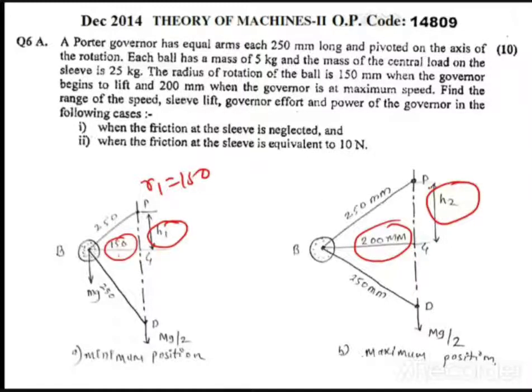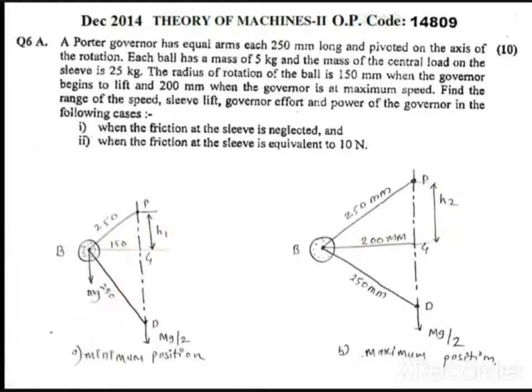The first problem which I have solved on the basis of the Porter governor, this problem is the same. Only here you have to calculate the effort and the power of the governor. Nothing so much difficult here. Okay, so have you understood? So this is for N1 and this is for N2. So I hope it is clear for you.